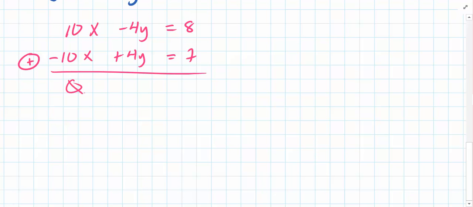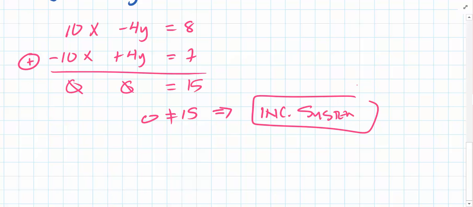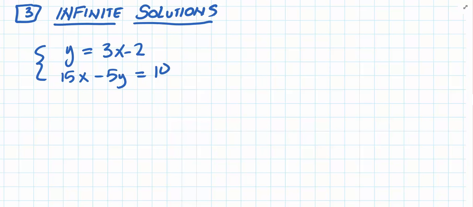We get, well, that cancels, right? And then that cancels, and then that's equal to what, 15? So 0 equals 15, never true. So what does that imply, you guys? Inconsistent. Inconsistent system. Absolutely perfect. Inconsistent system. All right, let's take a look at an example of an infinite amount of solutions.